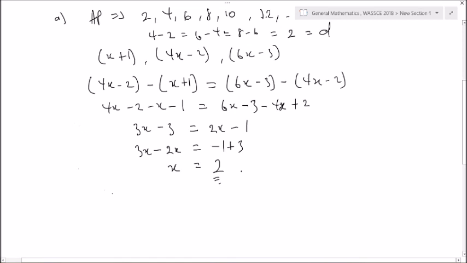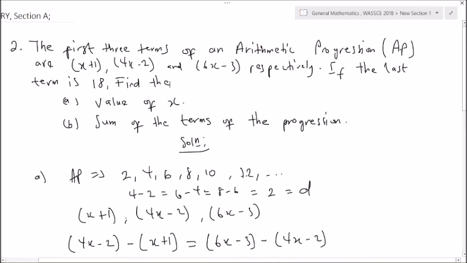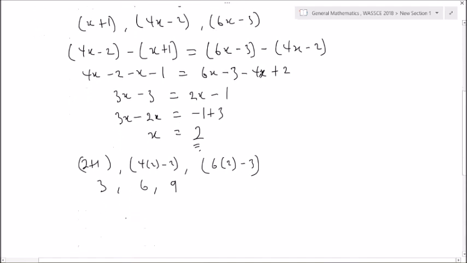So now that we know the value of s, you can easily find the first term. The first term is s plus 1, that is 2 plus 1. The second term is 4s minus 2, that is 4 times 2 minus 2. And the third term is 6s minus 3, that is 6 times 2 minus 3. This will give us 3, 6, and 9. So the first term in our problem is 3, the second term is 6, and the third term is 9, respectively. So that is it for the first part. The value of s is 2.